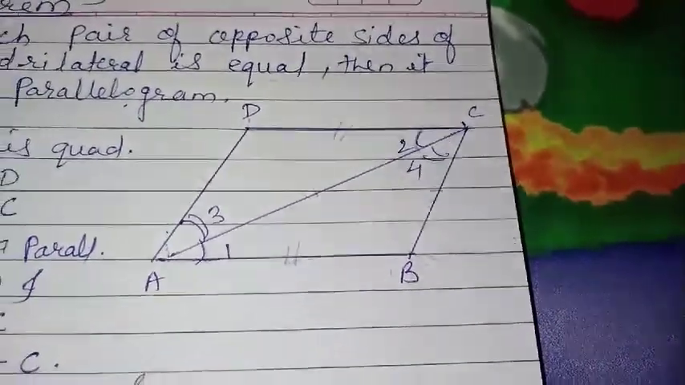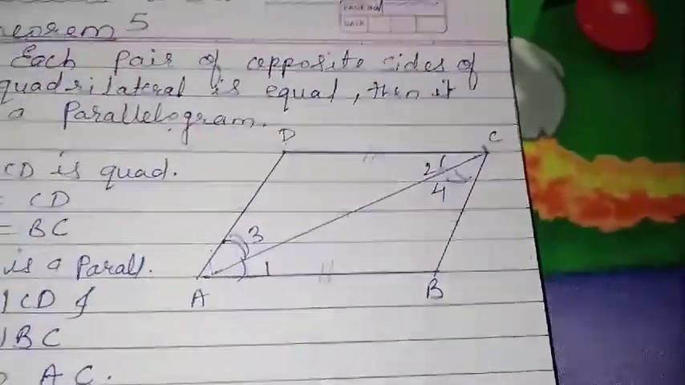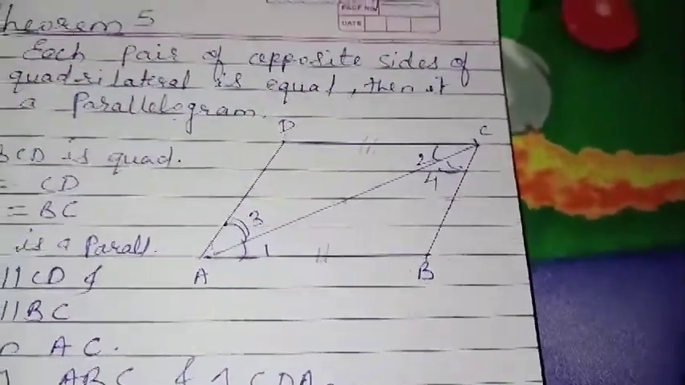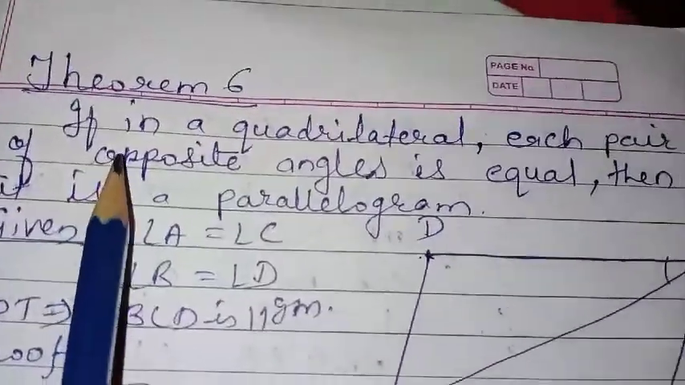Isn't it very simple? So अगर आपको कहीं भी दिया है कि एक quadrilateral है और उसकी अगर आप प्रूफ कर देते हैं कि उसकी opposite side equal है तो वो parallelogram होता है. So let's move ahead with theorem number 6. Okay. Now what is theorem number 6?